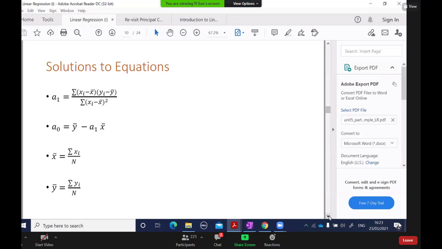So, considering only one variable, we have X. Y is the target, the dependent variable. That is the solution. In the tutorial, I think one question asks you to apply these equations to calculate the linear line for this one.